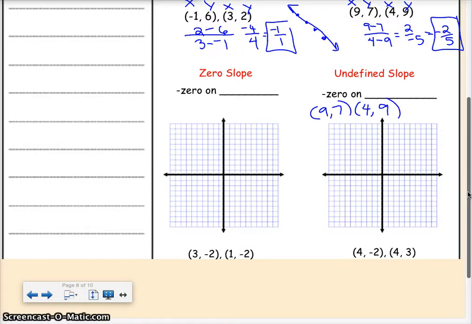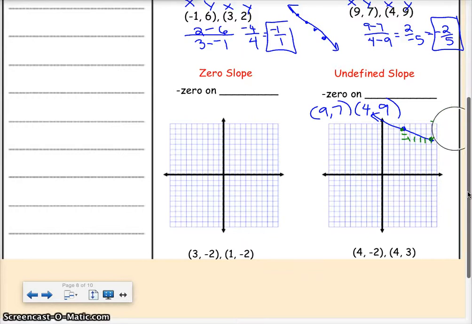So 9, 7 would be 9, 1, 2, 3, 4, 5, 6, 7. 4, 9, 1, 2, 3, 4. Okay, here's my line. And then slope is left to right. My left point right here, and I need to get to my right point. Rise over run. So I fell down, so down 1, 2, over 1, 2, 3, 4, and 5. Notice it's the same thing. So you can plot your points and find it, or use the formula. Okay?